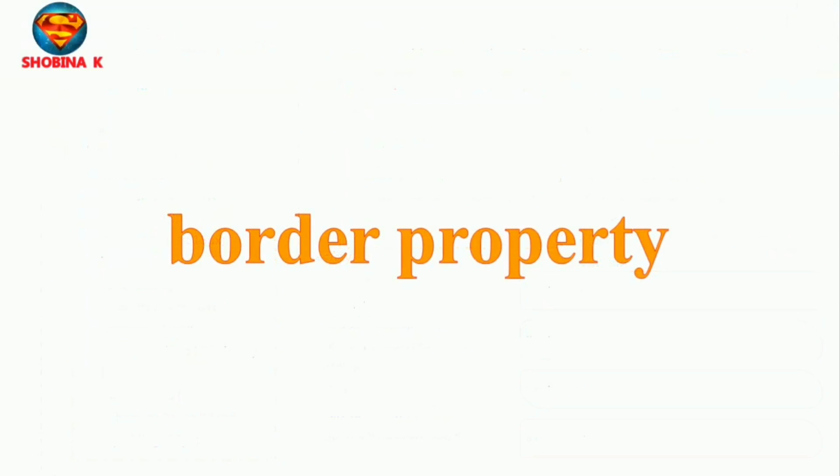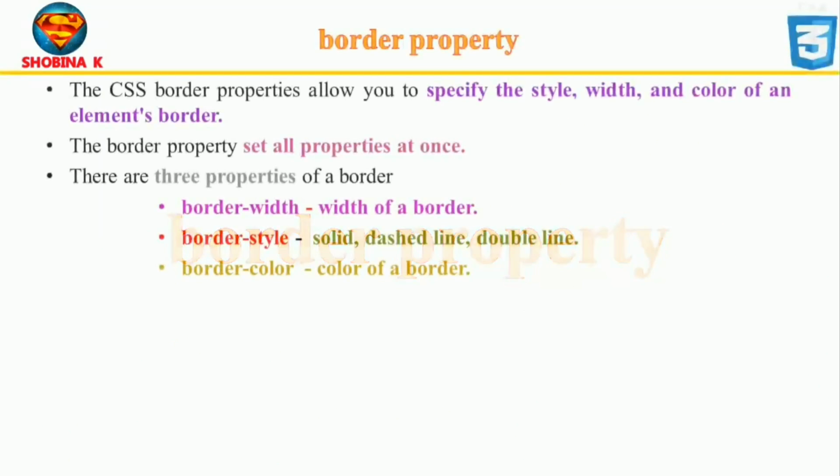Now let's move on to the border property. For adding a border to your element, the border style property is compulsory, without which the border will not occur, whereas border width and border color can be used as per the programmer's need. The border property is a shorthand property for border width, border style, and border color.